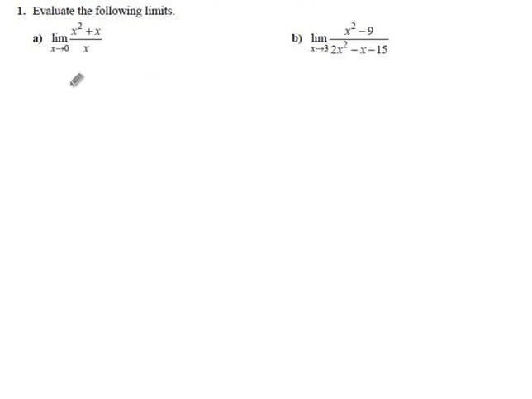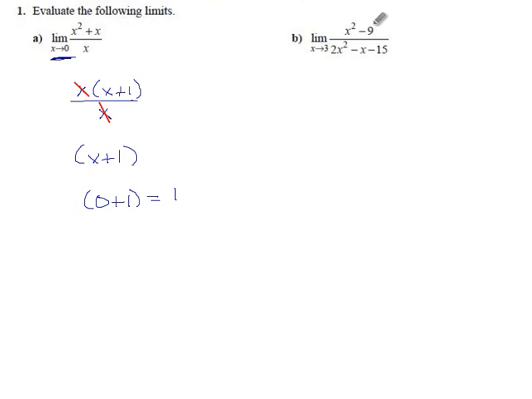You can take an x out of the numerator, and you get x times x plus 1 over x, which is just what we needed. The x's cancel out. So with them gone, this function behaves like simply x plus 1. What does that do when you plug 0 into it? You get x plus 1, which comes out to 1, and that is your limit.